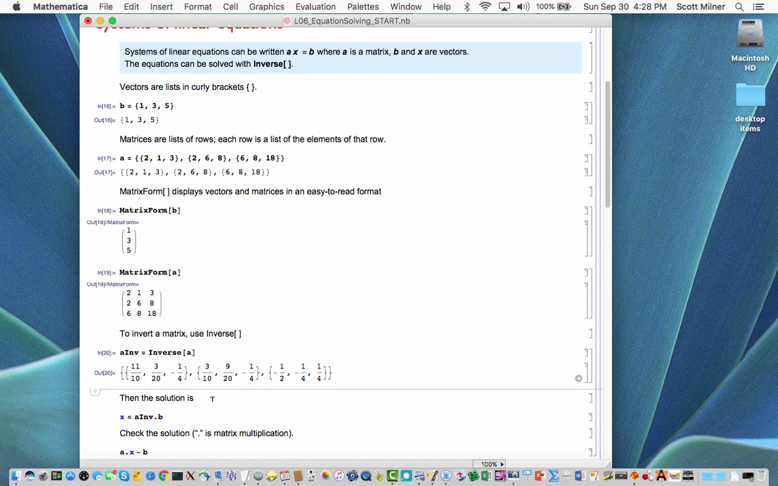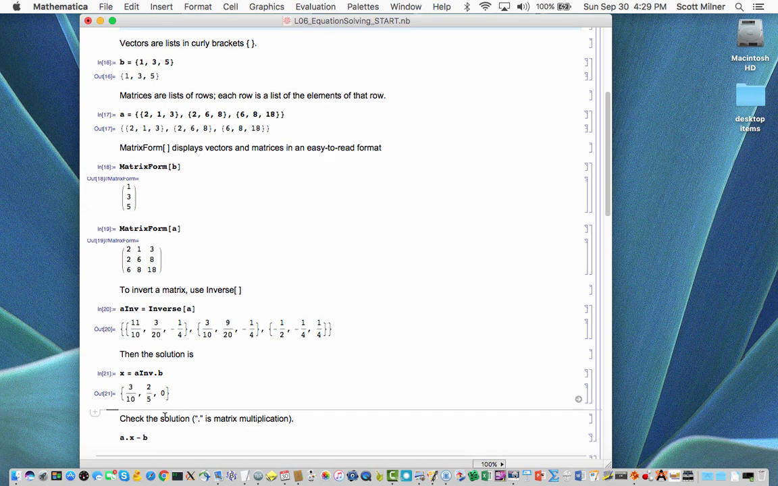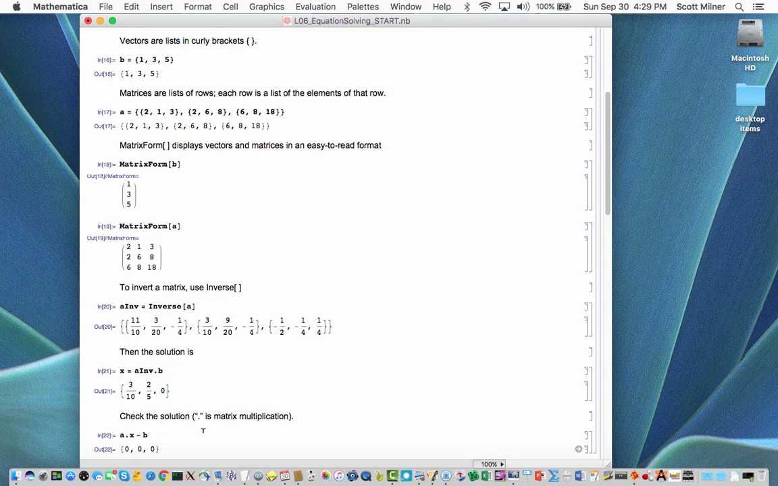Then to construct the solution to the linear 3×3 set of equations in this example, I just multiply A inverse times the right-hand side, and the matrix vector multiplication is simply a dot, that is a period. So a_inv dot b equals x. I save that value in x, and that's how I do it. If I want to check this solution works, then I subtract the right-hand side from the left-hand side and evaluate a dot x minus b, and I should get 0, which I do.